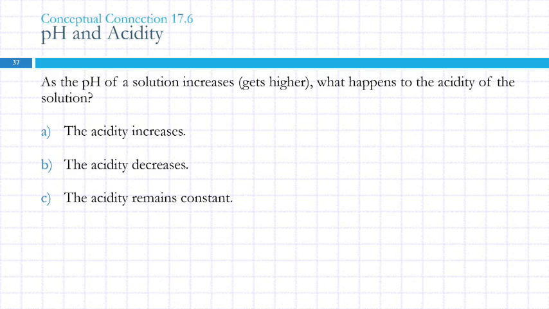One more slide and we'll be done. So as the pH of a solution increases, meaning the pH number gets higher, what happens to the acidity of the solution? It decreases. And that's one of those kind of opposite things that can be confusing. As the pH gets larger, pH 10, 12, 14, it becomes more basic, the acidity decreases.